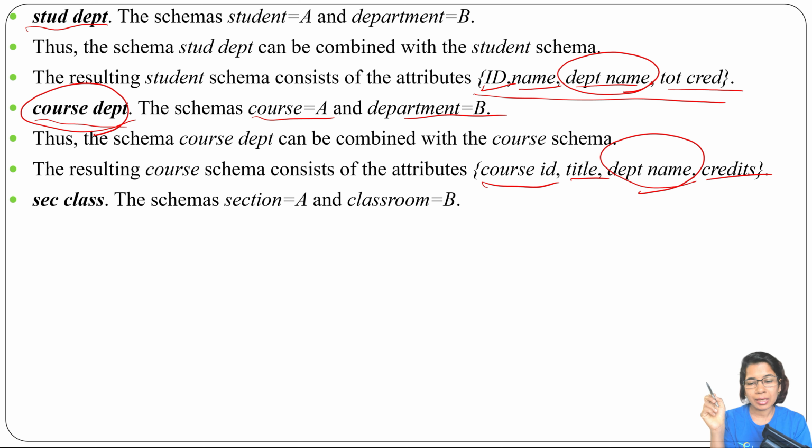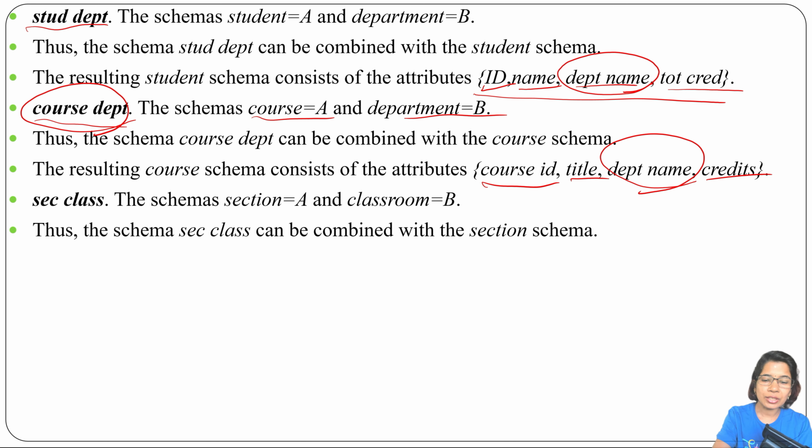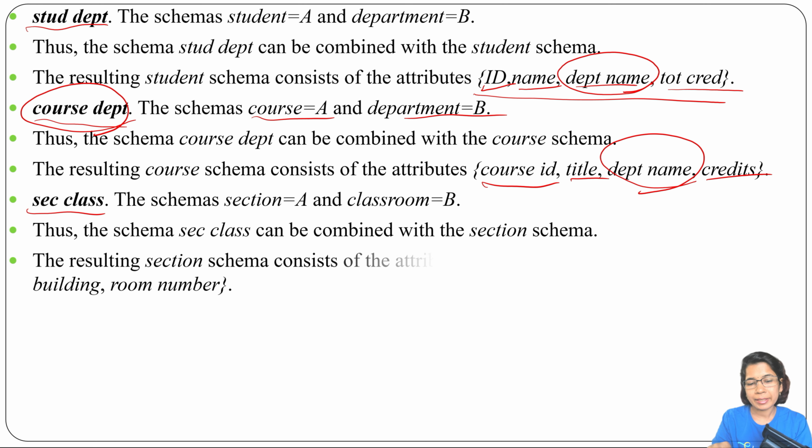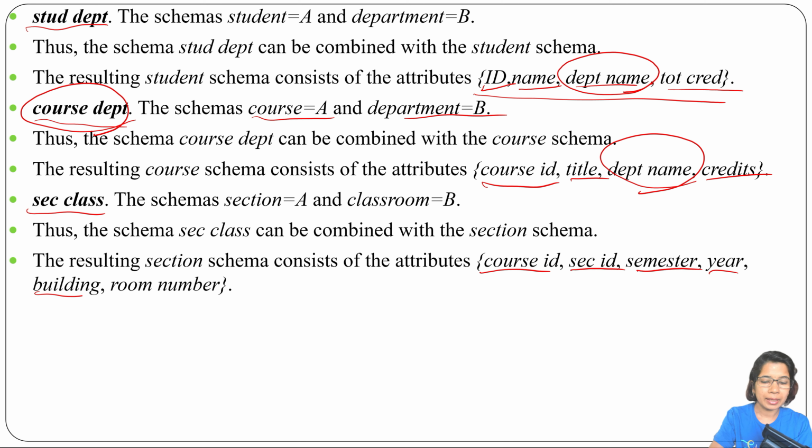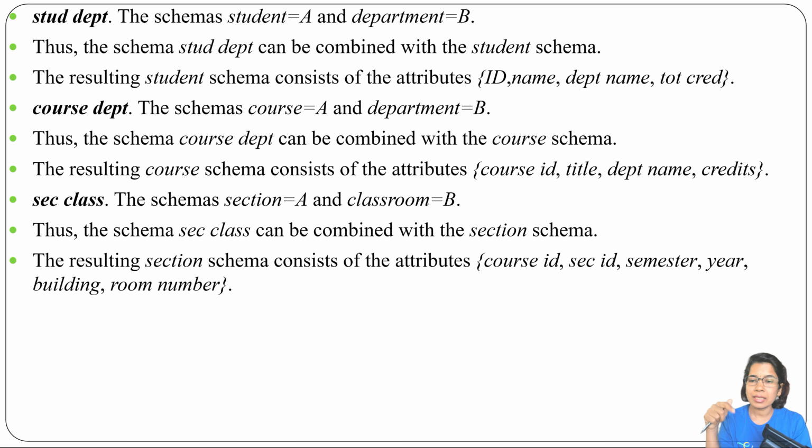Next is section classroom. Section is A, classroom is B. So there is a many to one relationship from section to classroom. We can merge the section classroom with the section. Now the attributes of section will be course ID, section ID, semester, year, building, room number. Classroom's building and room number we are adding with the section for the section classroom relationship. This is for many to one. We can merge that relationship schema with the many side. For one to one, what will we do? We can just add it with any entity set. We don't need to create an extra table for the relationship. We can add it with either entity set.